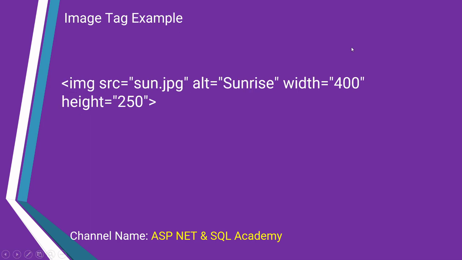Here is a sample image tag. It displays sun.jpg with a width of 400 and height of 250 pixels. If the image doesn't load, the alt text sunrise will appear.